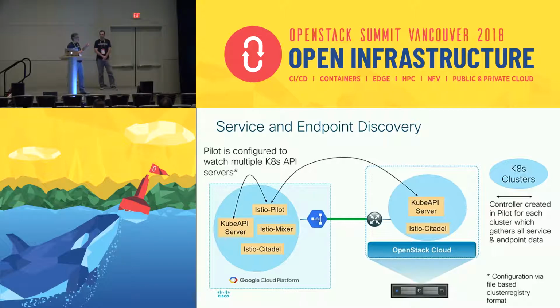And as Tim was describing here, what we show on one side is the OpenStack cloud. In this particular case, we put the primary control plane in GKE. That's kind of arbitrary. It could be switched around. But the primary control plane is in GKE. And on the OpenStack side, all we really have is Istio-Citadel. We need Istio-Citadel on all the remote clusters in order to be able to provide the certs and the secrets to the application so mTLS can be done across the mesh.